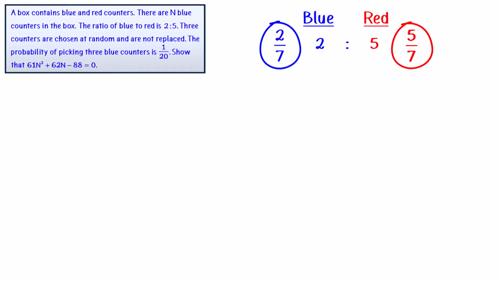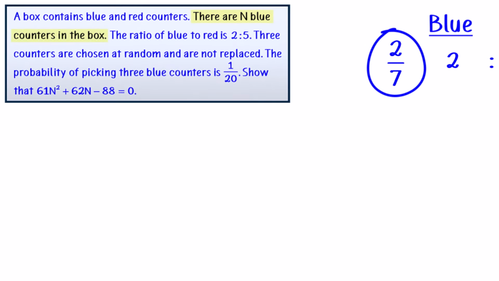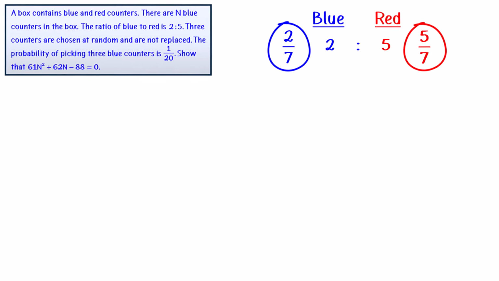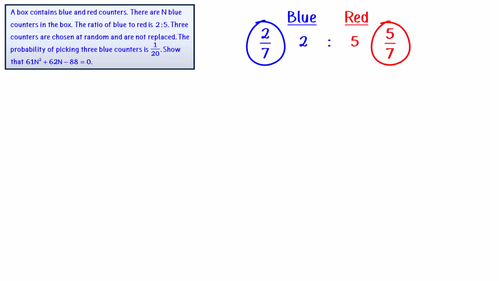Now, we've been told that there are n blue counters in the box, but we don't yet know how many counters there are in total. But if we know that 2/7 of the counters are blue, and that there's n blue counters, we can work out an expression for how many counters there are in total.